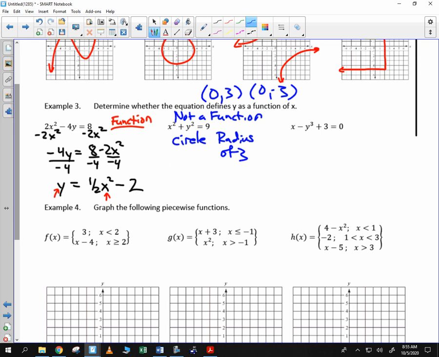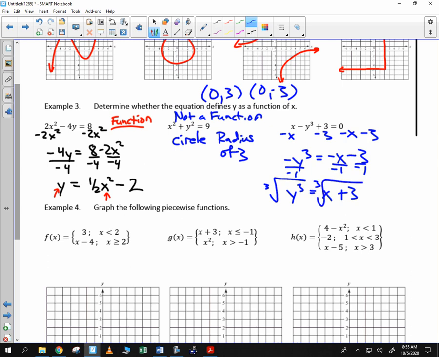All right, the last one is solve for y. This one's got a cube, so you might say, well, it's not a function. Well, let's try it. Subtract x, subtract 3. So negative y cubed is equal to negative x minus 3. I divide by negative 1. Y cubed is equal to x plus 3. And then I cube root. When you cube root, you have y is equal to the cube root of x plus 3. Now, you can take the cube root of a positive, and you can take the cube root of a negative. It turns out in this situation, when you cube root this, you do get just one solution. So cube roots are not a problem. This is a function.